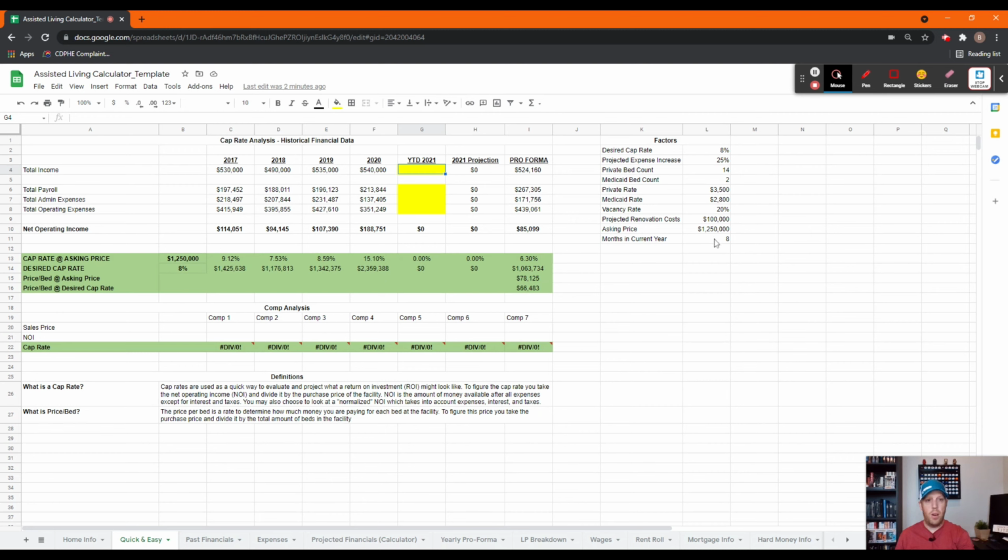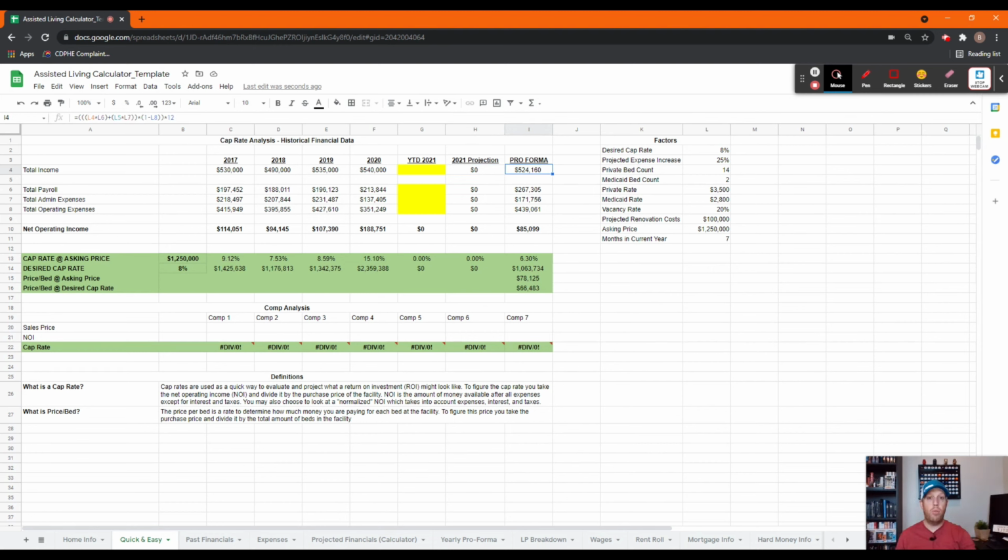And then over here on this factor section, I've got a thing where you could say months in the current year. So in that case where they gave you to the end of July, you would just put in a 7 right there. And that's going to factor in what this 2021 projection is. It's just going to make it so that it projects those numbers out so you can see what they might look like by the end of 2021. Obviously, when you're doing that, you want to make sure that it's in line with previous years as well, just to make sure that it looks correct.